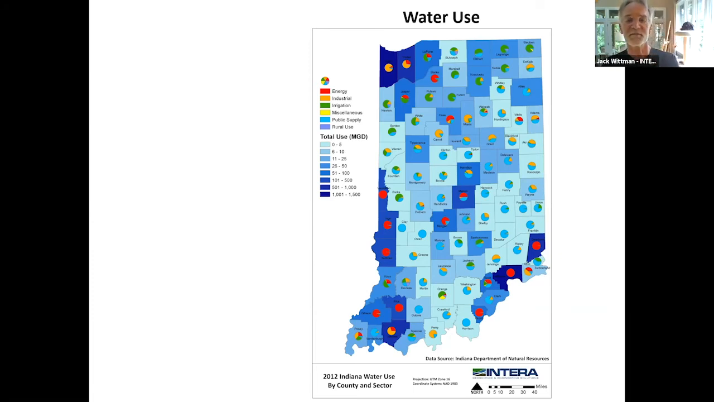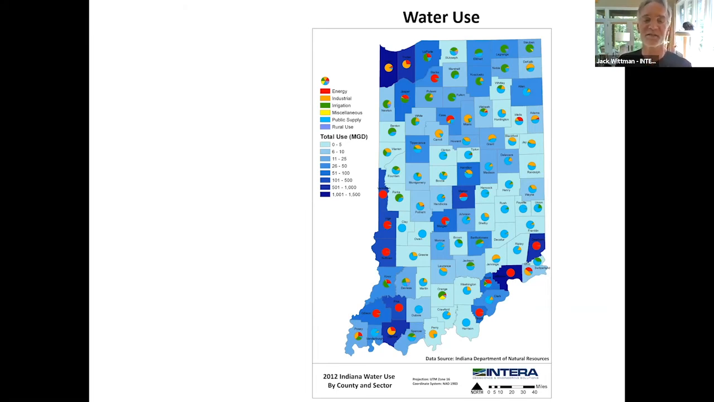In the center of the state, around Indianapolis, it's mostly light blue colors. The light blue color is public water supply. And the darker the county, as I mentioned before, the larger the pie chart. So you've got entirely drinking water systems all around the middle of the state.